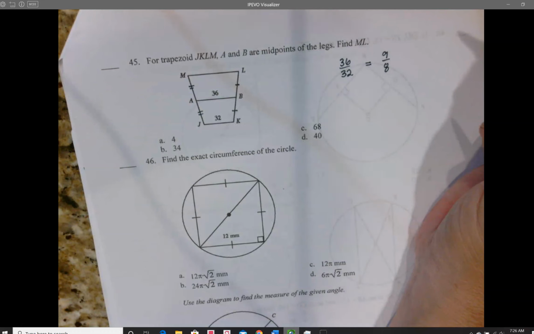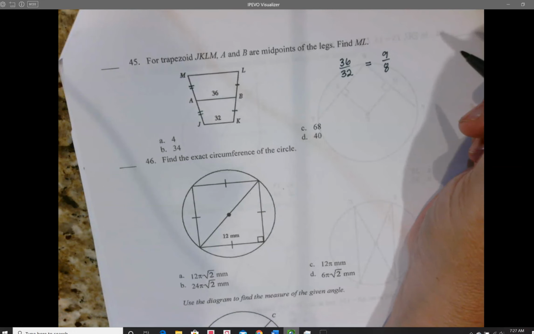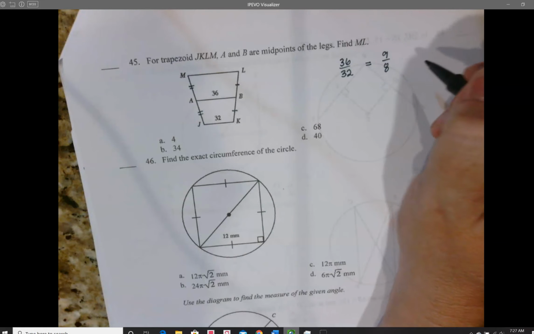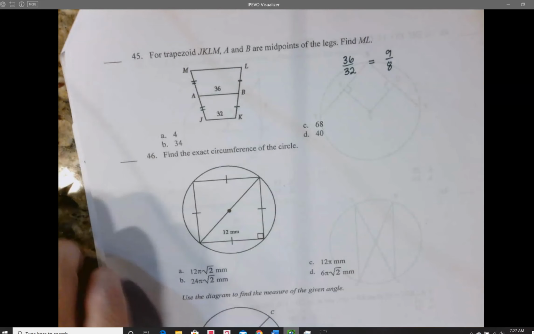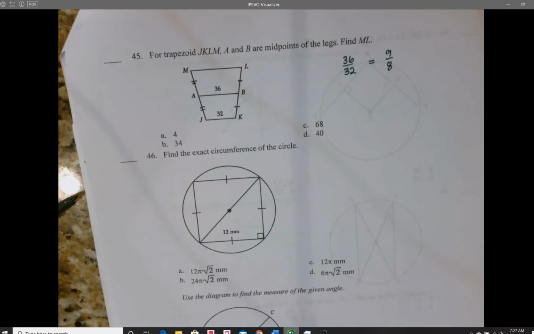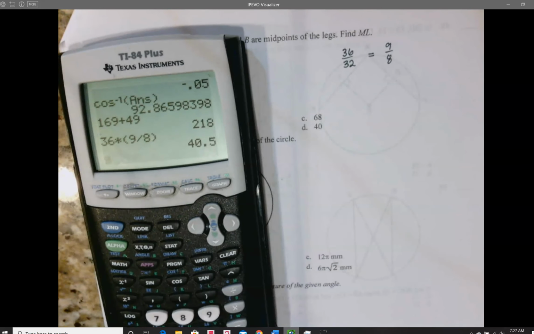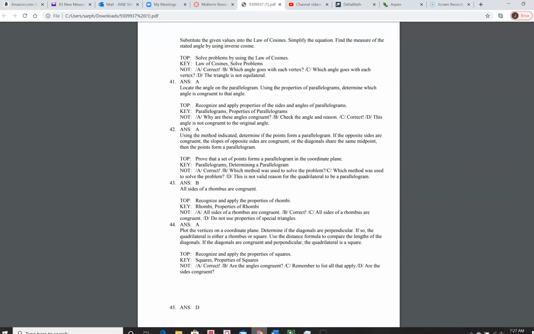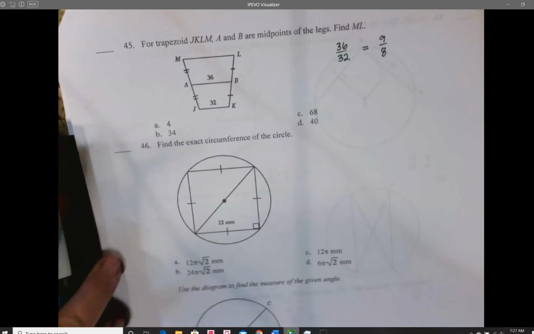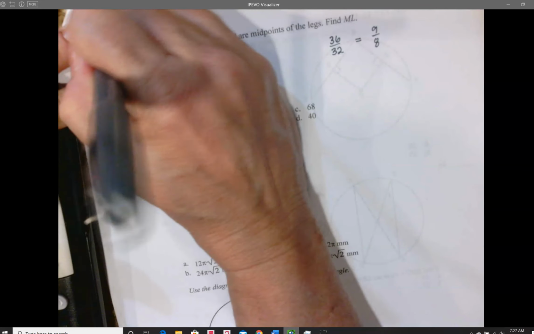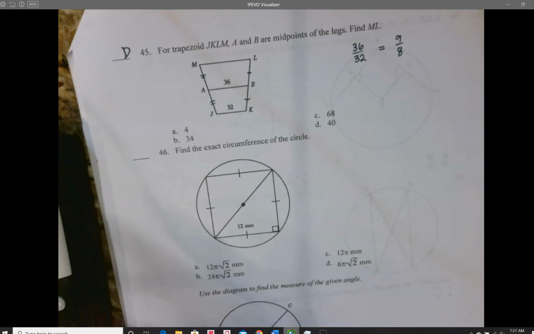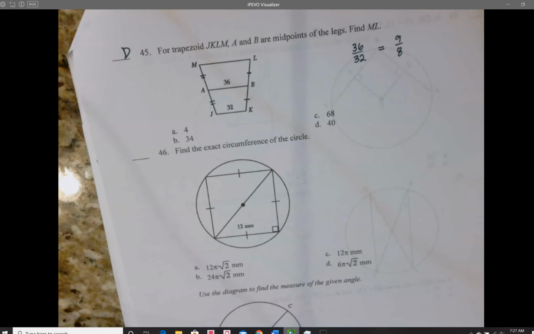So if I take that number times 36, I get 40.5. So I am going to go ahead and choose choice D. That is just a rule of similarity. We just haven't applied it yet to trapezoids or any quadrilaterals.